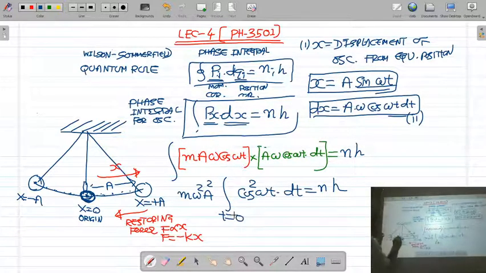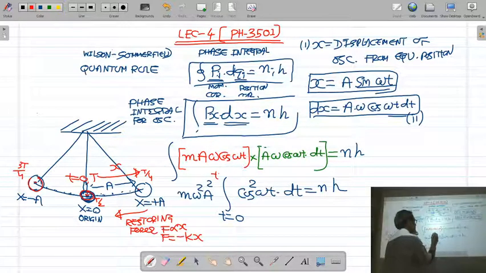When the oscillator starts its oscillation, the time is 0. When the oscillator completes 1 by 4 oscillation, time will be T by 4. When it completes half oscillation, time will be T by 2. When it completes 3 by 4 oscillation, time will be 3T by 4. And when the oscillator completes 1 oscillation and returns to its equilibrium position, time will be capital T. That T is called the periodic time. So the limit of time is from 0 to capital T.